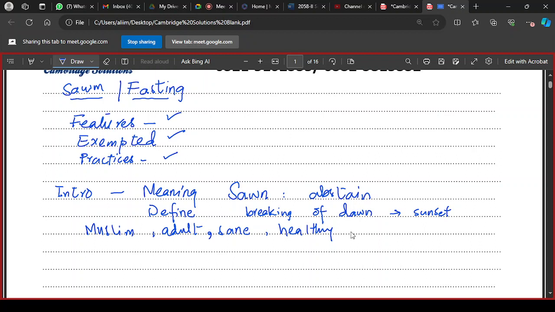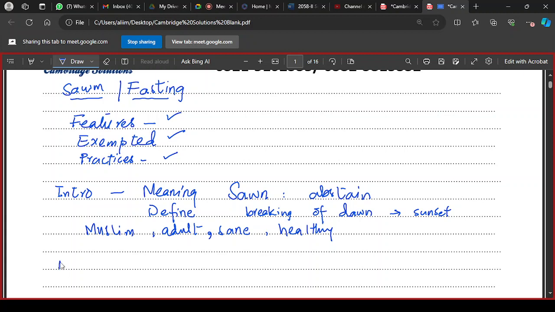You will describe in your answer that the month starts with the sighting of the moon. It is from dawn till sunset, to abstain yourself from eating, drinking, and marital relations from dawn till sunset, and the month of fasting is the month of Ramzan.